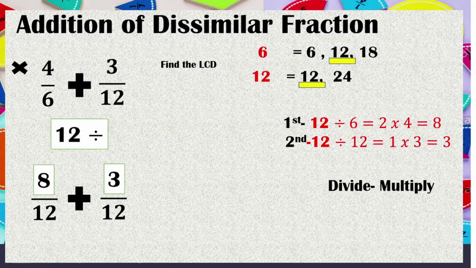So, since na parehas na ang denominator nila, they are similar fraction, madaling-madali na lang ang ating gagawin. You simply add the numerator, 8 plus 3 is equal to 11. Then, copy the denominator, which is 12. Okay? So, that is adding dissimilar fraction.